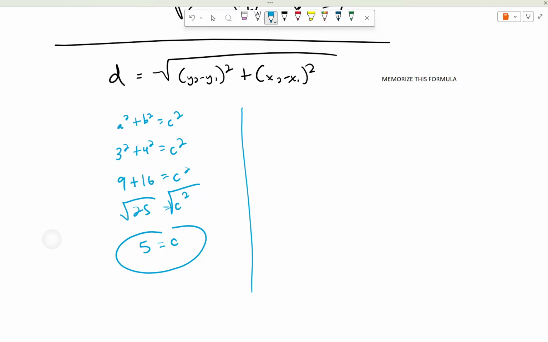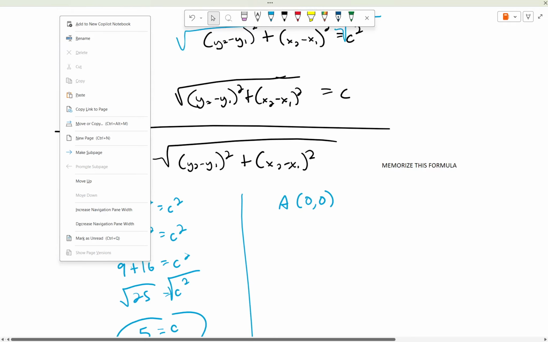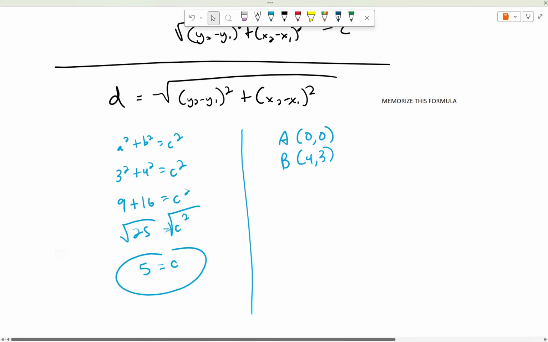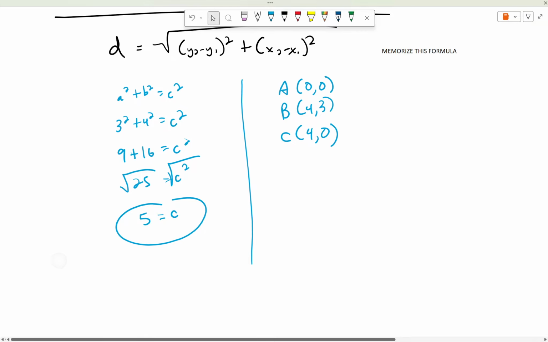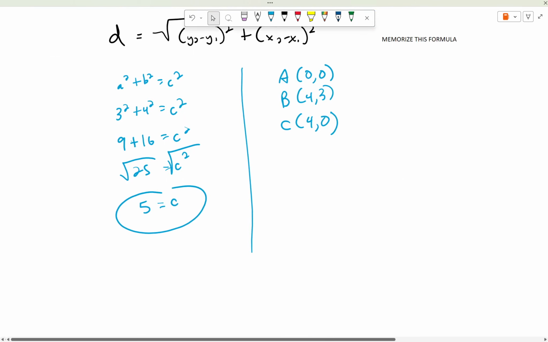If I wanted to find c, and I had my coordinates, I have 0, 0, right? Let's go back up here. I had 0, 0, B is 4, 3, and C is 4, 0. Okay? Now, I already know my distances for A and B. I just have to be able to count on the number line. But the issue is, what is AB?